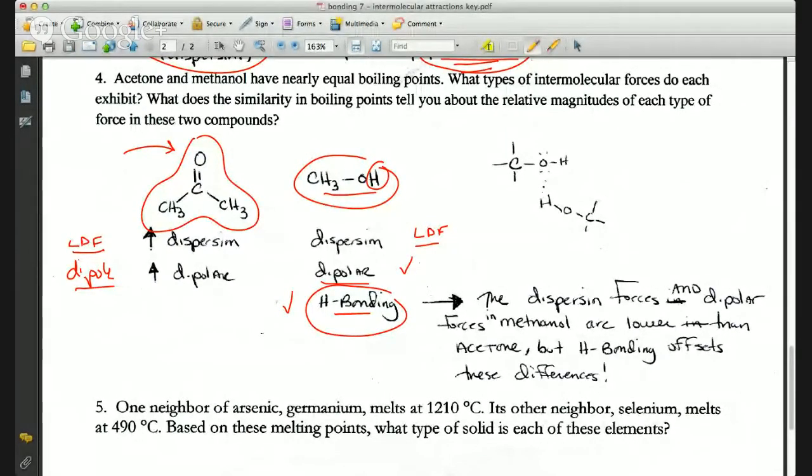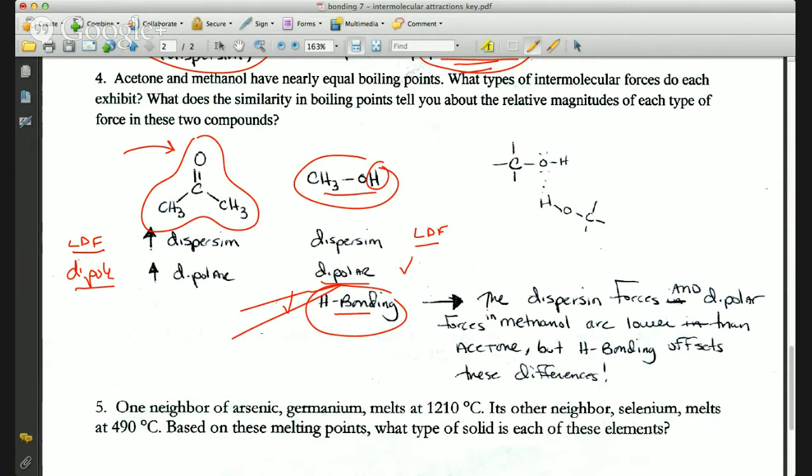All right. So here's the question: now we figured out how they're different, what does the similarity in boiling points tell you about the relative magnitudes of each type of these forces? Well, if they have nearly the same boiling points, as I just said, and this has hydrogen bonding, this doesn't, there must be stronger forces of attraction in other areas. Okay, so I said here the dispersion forces and dipolar forces in methanol are lower.